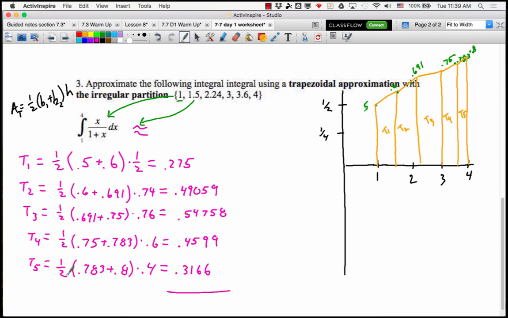Okay, so let's get some number crunchers here. You add all these up and you get what? I heard someone said 2.08 what? 967. Can I get 2 more people to confirm that? Michelle got it. We good? All right. So this is our approximate area from 1 to 4 under this curve using trapezoidal.